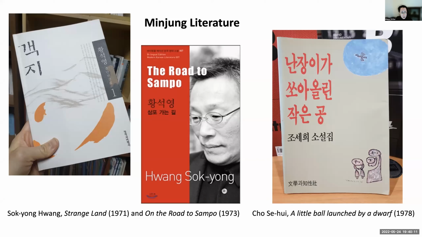Hwang Seok-young's Strange Land and On the Road to Sampo and Jo Se-hee's Little Ball Launched by a Dwarf are some of the most renowned Minjung literary works. Back then, these artists wrote and published at great personal risk. Hwang actually spent a couple of years in prison due to his political activities.